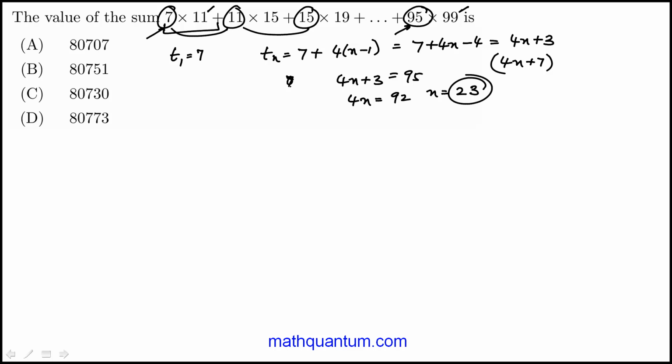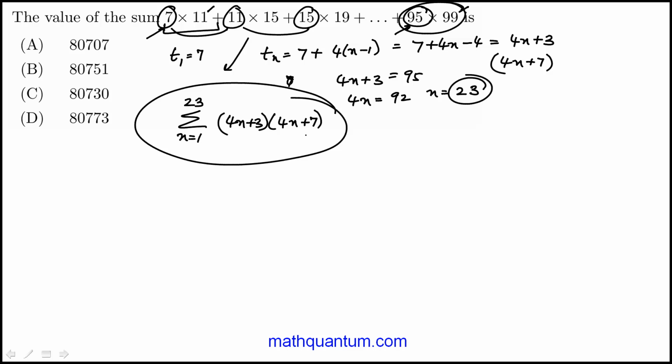So the nth term for this, which is the product of these two, would be 4n plus 3 times 4n plus 7. And then this is a standard summation problem where n goes from 1 to 23. That's kind of the summary of that in this summation notation. And we can distribute this. This is actually a standard way to do these questions. And if you already know this, then it's easy. But if you're trying to figure it out in the exam, that would be nearly impossible.